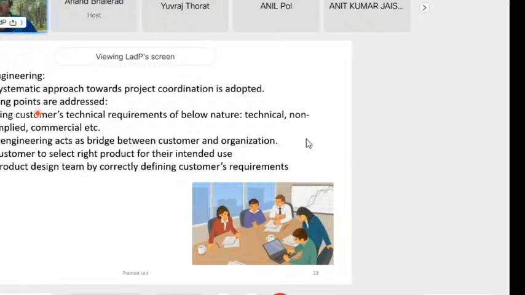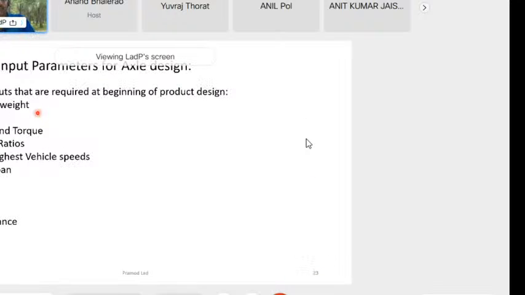requirement. So suppose I am designing some axle, I'm not always directly interacting with the customer. We have a specialized, separate team of persons who interact with them. They get the things converted into technical terms, and they bring it to us as designers, and then we work upon that. So what are the different inputs that are required for axle design?